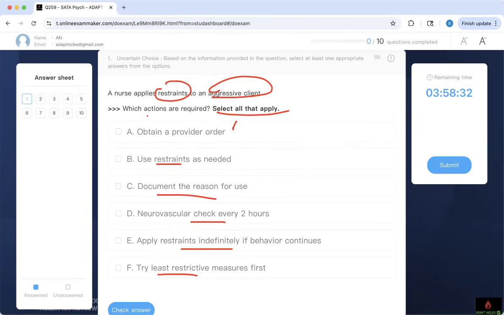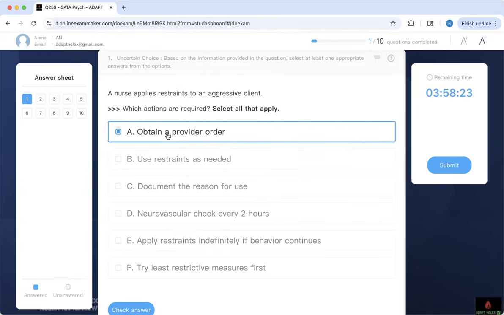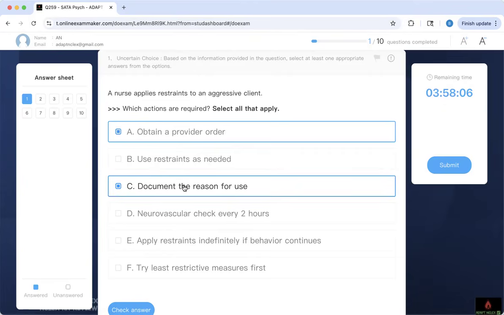Once again, stop the video, pick your answer, and let me know. But this is the way I approach it. You need an order from the provider. After you place the restraint, use a restraint as needed? Negative. Restraint cannot be used as a PRN medication. You have to need it. You need the order, and you need to specify how long you're going to use it. Therefore, you're going to document the reason why you need it and why you have to use it.